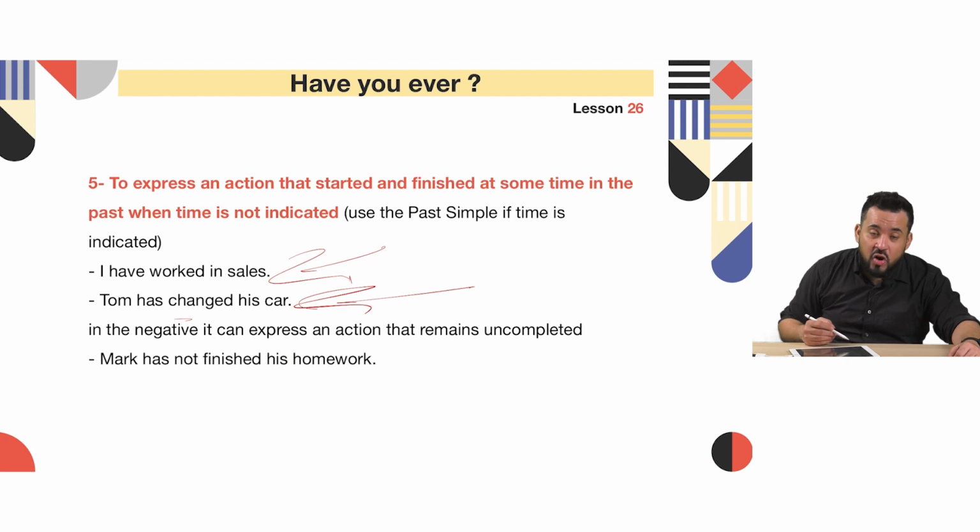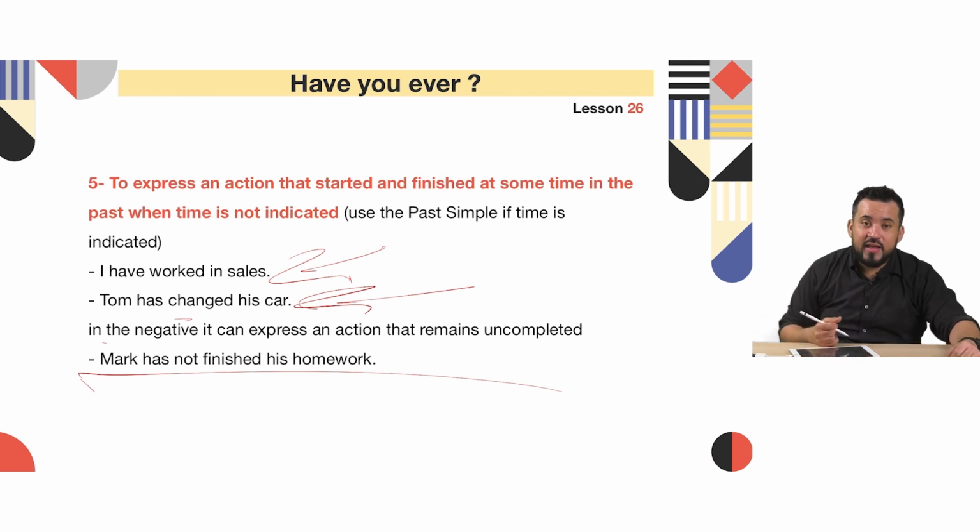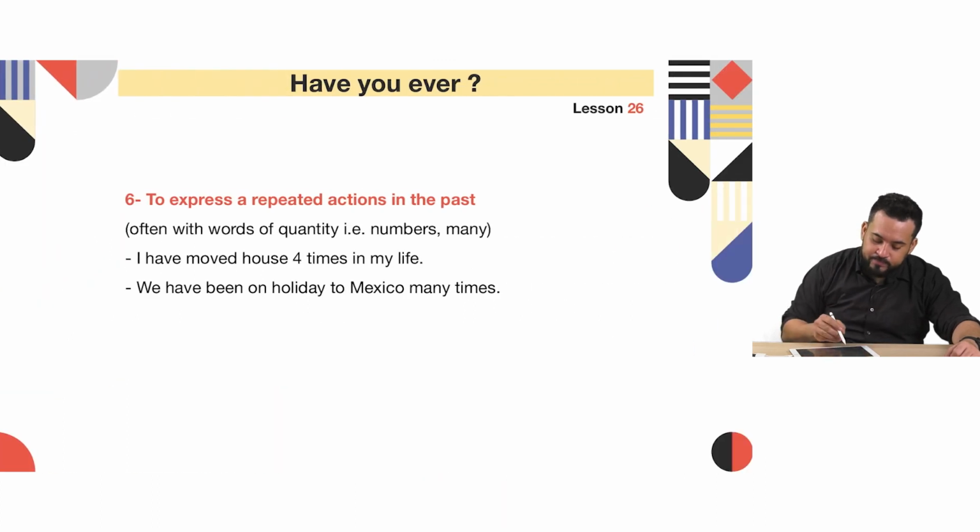Tom has changed his car. Didn't say when. Negative. Mark hasn't finished his work. In the negative, it can express an action that remains uncompleted. So he hasn't finished his work, but he's not dead. Mark, he's still alive. He can still finish his work. So uncompleted action here, we use the present perfect.